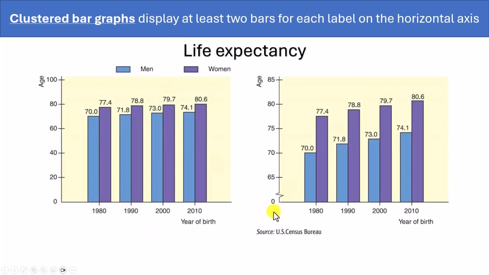To do that, I'm going to also introduce the idea of a clustered bar graph. In a clustered bar graph, we're going to display at least 2 bars for each label on the horizontal axis. And we're going to dedicate more time to clustered bar graphs in a separate section. But here's an example I just wanted to show you. Here we have the life expectancy of both men and women, and we have 2 different ways to show this. Both the graph on the left and the right are displaying the exact same information, but the display is a little bit different. I want you to focus on the difference between these and see if you can tell why these 2 graphs look a little bit different.